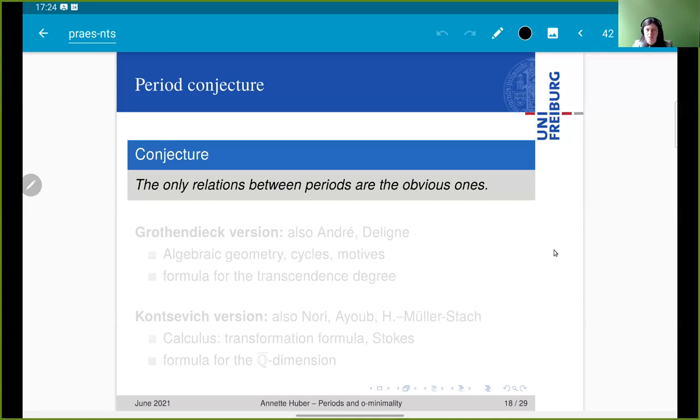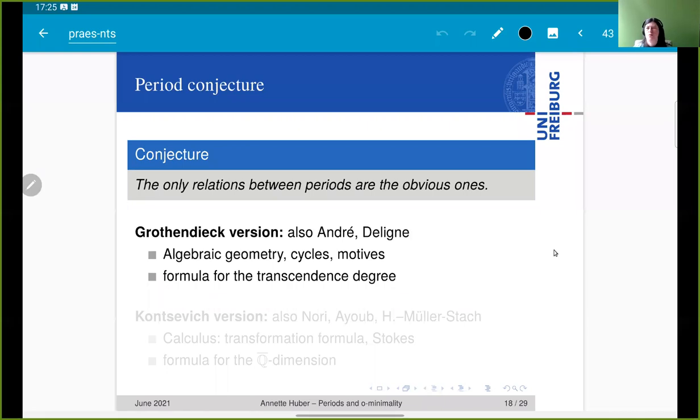The big conjecture, the period conjecture, says that the only relations between period numbers in any of the senses that I described are the obvious relations. This raises the question what the obvious relations are, but it's really meant to be obvious. Obvious as in as obvious as it can be. So in the case of log, I told you log alpha and log of alpha squared, there is a relation. It's that kind of obvious.